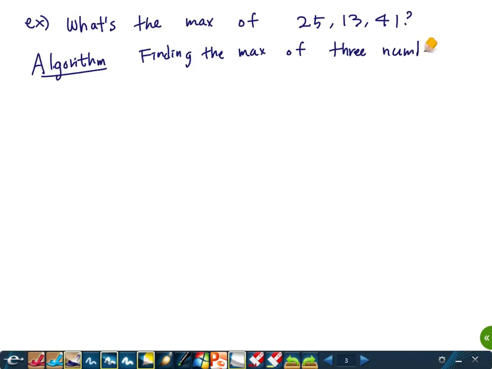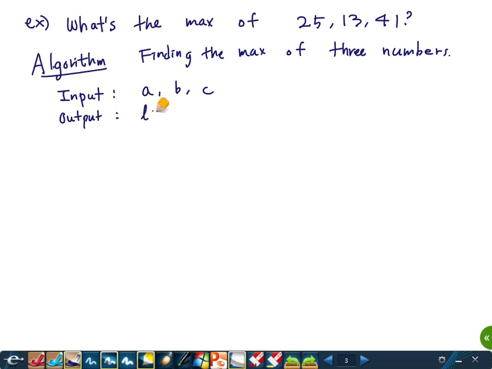This is the description of the algorithm. Then let me write this. So the input will be 3 numbers, say A, B, and C. So I told you an algorithm has an input and then it has an output. What is the output?